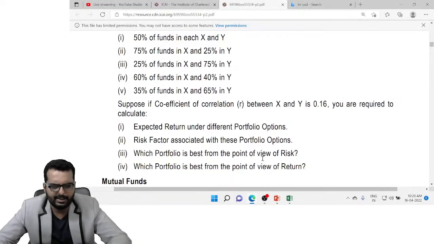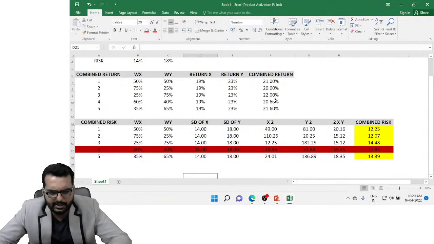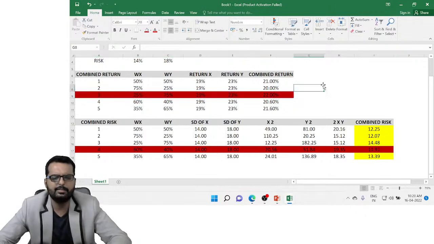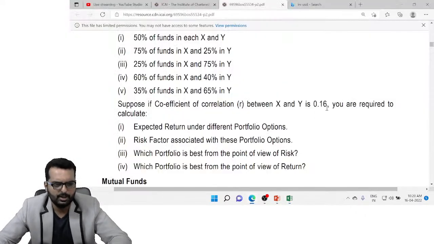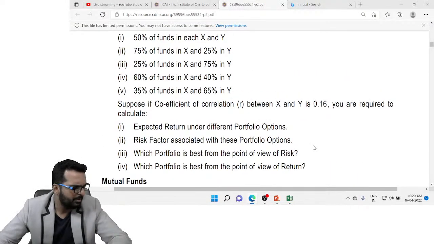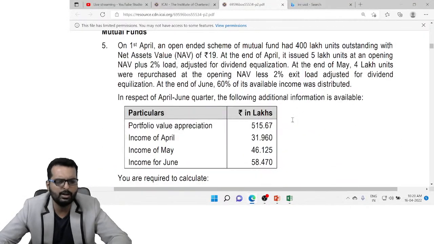All right. And the next requirement is from the return point of view, the higher the better. Where are you getting the best return? 22. So situation 3 is the best answer over here. So friends, that's it. We are done with this question also. I believe everybody is clear with this part. Okay. So we'll go to the next one now.